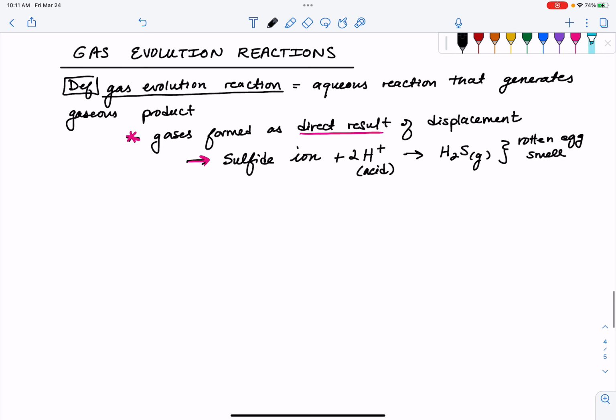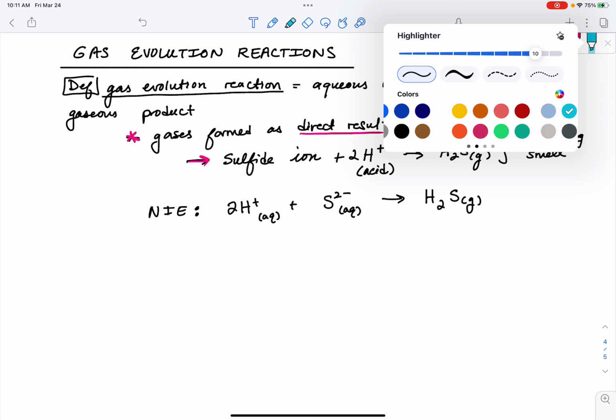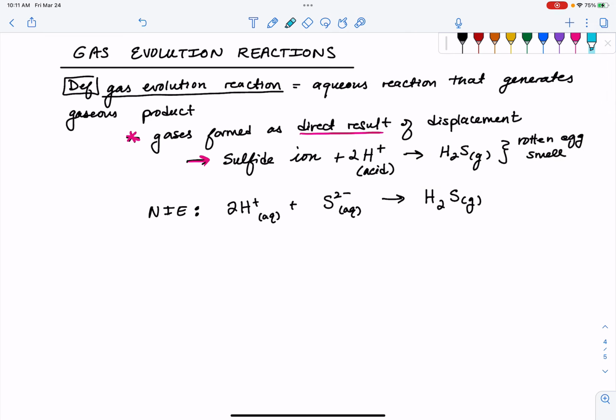Very, very stinky. Not something we ideally want, but anytime you have a reaction, and I'm going to show the net ionic equation that would make this, you always have some kind of H plus in solution reacting with our sulfide ion in solution to directly make or generate hydrogen sulfide gas. So any reaction of the sulfide ion and H plus is going to give us a gas evolution.